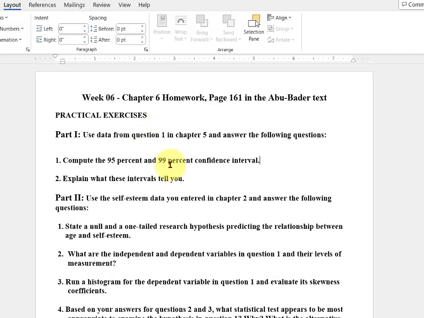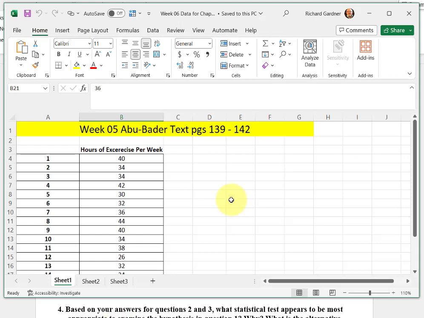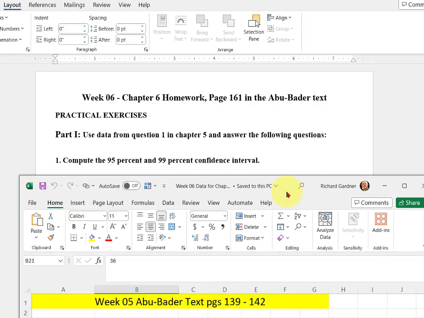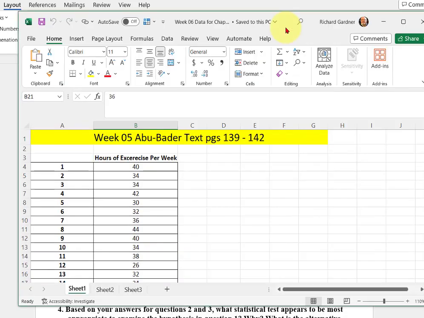This is week 6, chapter 6, page 161 from the Abu Dhabi text. All right, part 1. We had to go back and find the data set in chapter 5 for question 1, and here it is right here. It wants us to find a 95 and a 99% confidence interval. So let's just type them out here.